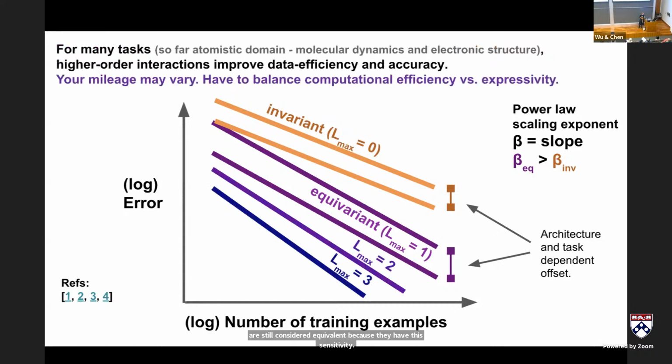The other thing that we've noticed is that for many tasks, particularly those in the atomistic sciences, so forces of quantum mechanical systems, and especially things involving transition metals, so things in the middle of the periodic table, higher order interactions also continue to improve data efficiency and accuracy. It's not as drastic as the jump from L equals 0 to L equals 1, but for L equals 2 and L equals 3, we will continue to see some steepness. Again, the references are in these slides. It's not just our group, many other groups are also observing this trend. Now, of course, your mileage may vary depending on your data sets. So you'll have to balance computational efficiency and expressivity.